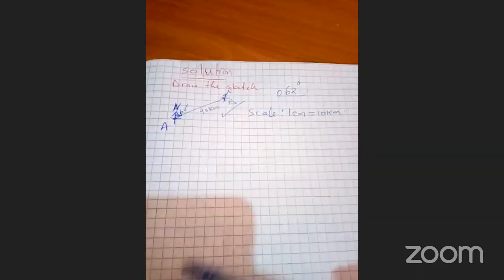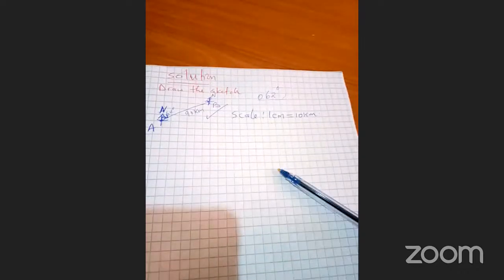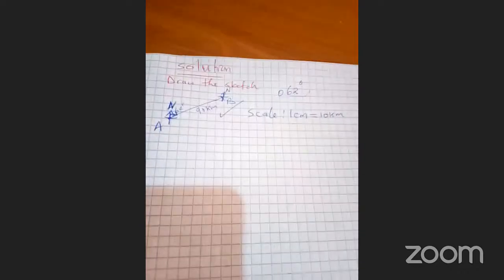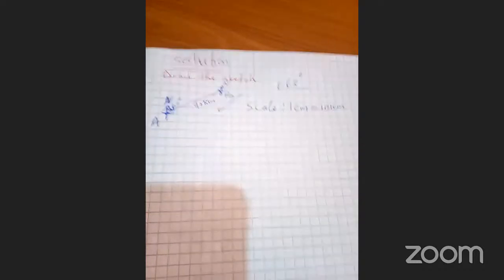Mukami, can you say 1 centimeter represents 10 kilometers? So you say 1 centimeter to represent 10. We can say that so that we are able to draw that 90 kilometers. See the scale. Masi, 2209.